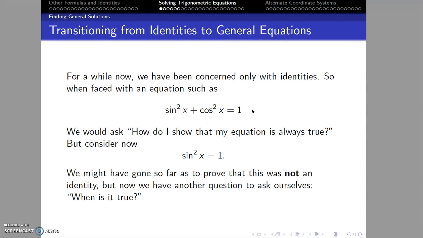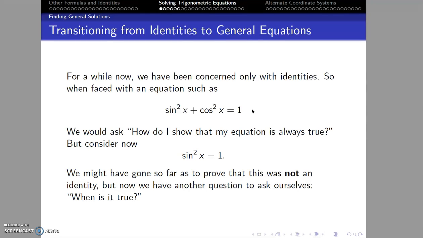Well, that's no longer going to be the case. Think about not sine squared plus cosine squared, but just simply sine squared x equals 1. Now, previously, we were trying to show that something was an identity. This is clearly not. In fact, we could have shown that simply this is not an identity just by picking pretty much any number. Take x to be 0, sine of 0 is 0, that squares to 0. 0 is not equal to 1.